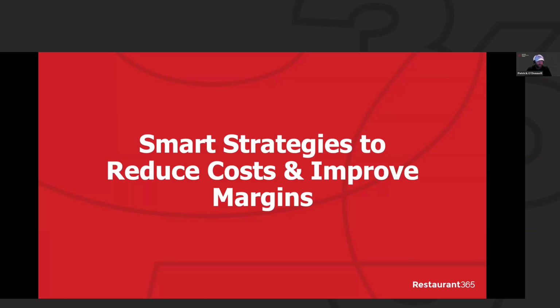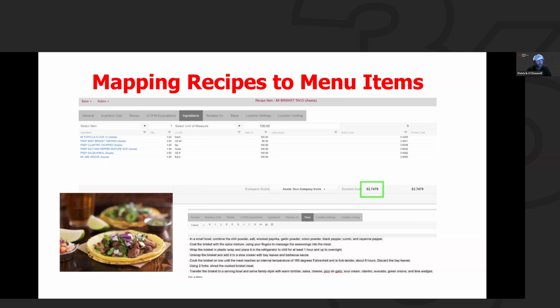A few other strategies to help you reduce costs and improve your margins. Within your point of sale, every single time you press an item, whether it's an appetizer, an entree, a dessert, or even a mixed beverage or an alcoholic drink, it's going to be mapped to a recipe that has that item's ingredients broken down from the pack size to the ingredient measurement that you sell it for.